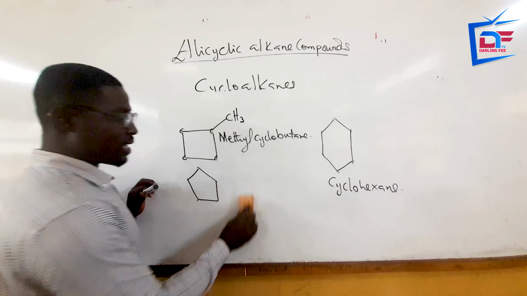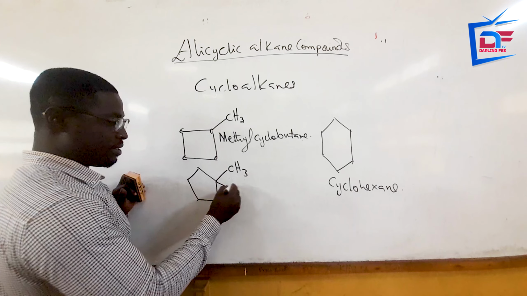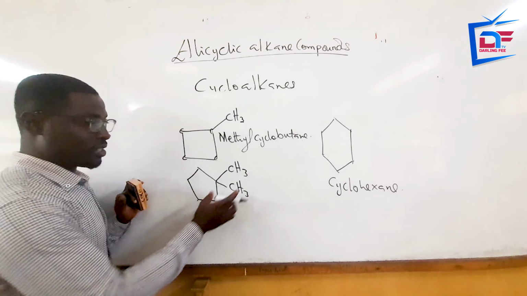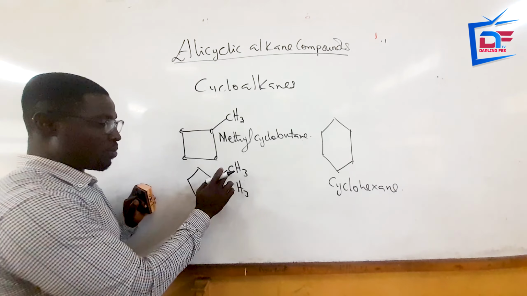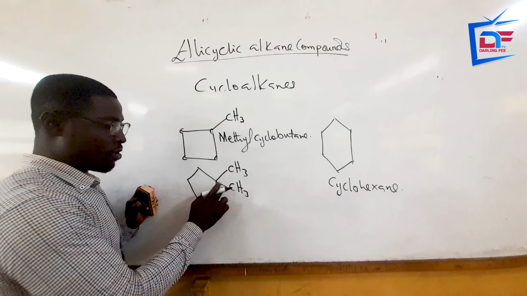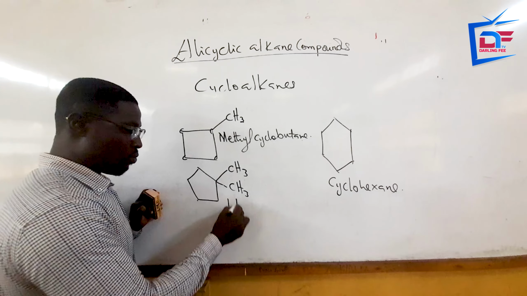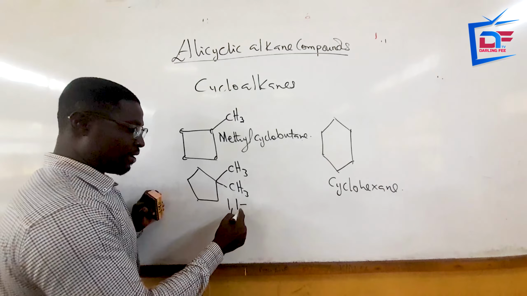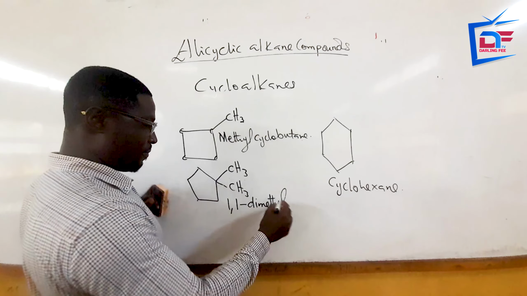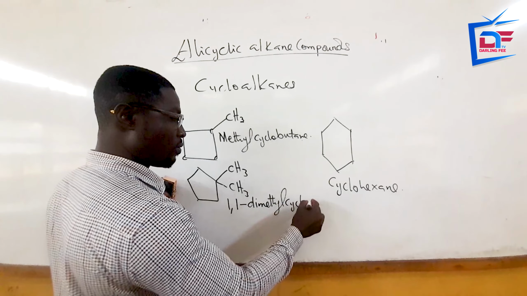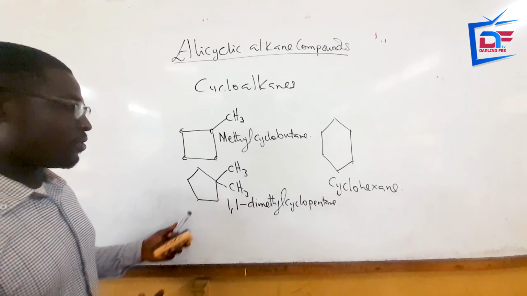And let us look at the second one. What if you have CH3 here? Now, because the substituents are 2, then we can indicate the number to separate them. So we have 1, 1 for the substituent. So we can say that it is 1,1-dimethylcyclopentane. Good. So that is what we have for this one.